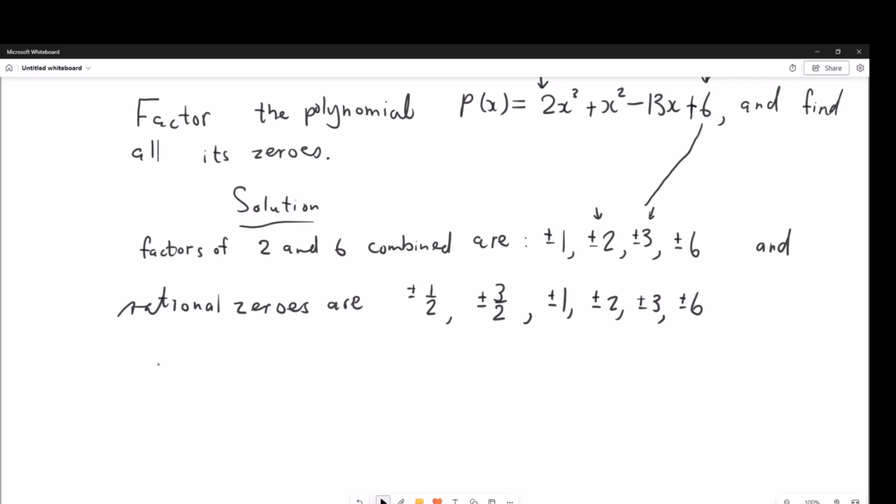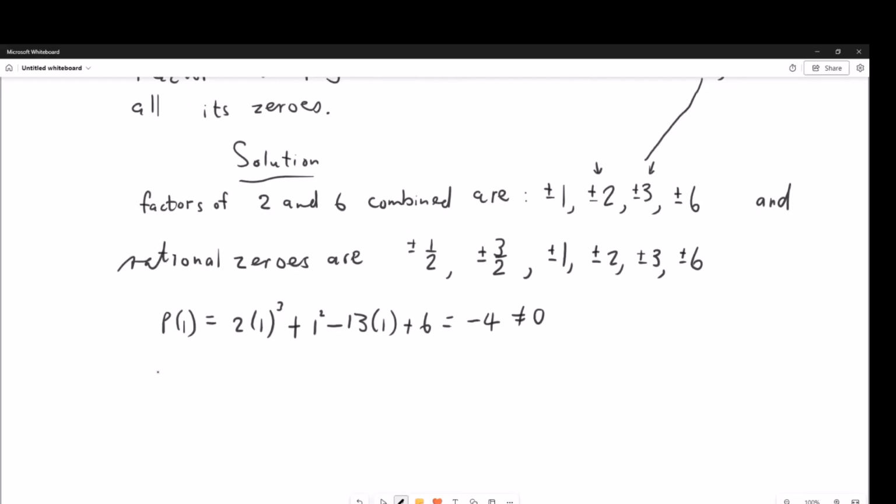So if you actually test P of 1, let's see what we'll have. P of 1 is equal to 2 times 1 cubed plus 1 squared minus 13 times 1 plus 6. So let's see what this yields. It's 2 plus 1 plus 6, it's 9, minus 13, it's minus 4. So it's not equal to 0, right? So 1 is not a root or rational 0 of it, right? Then we can check 2.